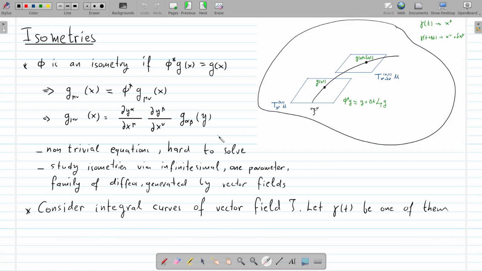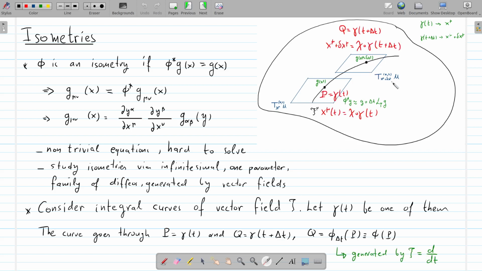So let's consider such a vector field and its integral curves, and let's pick such a curve that we assume goes through both the points P and Q that we showed in the previous plot. So on this curve, the point P corresponds to the parameter t on the curve γ, and the point Q, a neighboring point infinitesimally close to P, corresponds to the parameter t + δt.